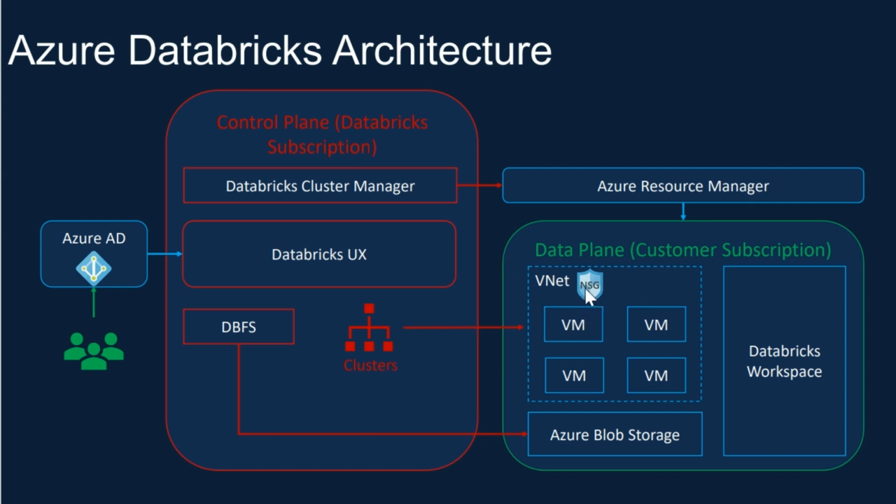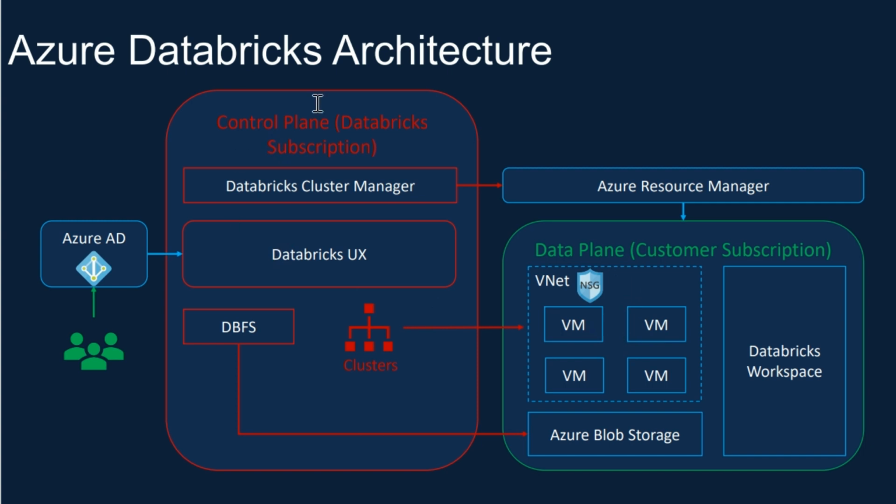So Databricks architecture is basically split into two parts. One is called the control plane, with the Databricks subscription, and another one is called the data plane, with the customer subscription. Both have different types of subscriptions: the Databricks subscription with the control plane, and the customer subscription with the data plane.